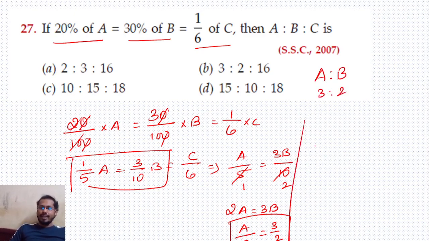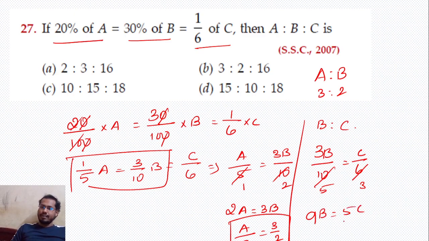Now let me take b by c, 1 by 5, 1 by 6, 3 by 10, whatever it is. Okay, let's take b is to c. So 3b by 10 is equal to c by 6. Correct? When I cancel this, 5 and 3 cross multiply, 3 3s are 9, b is equal to 5c. So b by c, when the c comes over, will be 5 by 9.